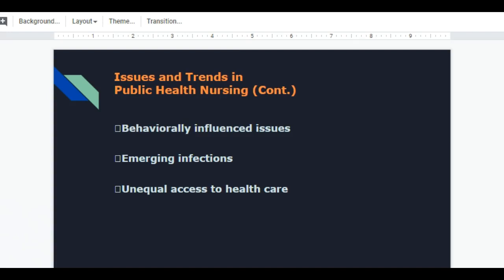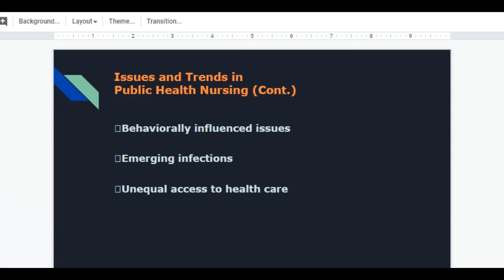So what are the other trends in public health nursing? Behaviorally influenced issues, what they mean by this in the textbook, is what are personal behavior and the behavior of populations, what are the issues that come to surface because of those things. So chronic diseases is an example of a behaviorally influenced issue. Violence in society is an example, and substance abuse. Emerging infections.